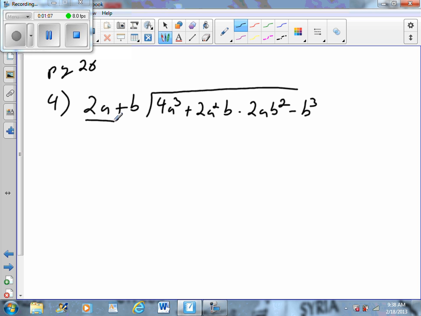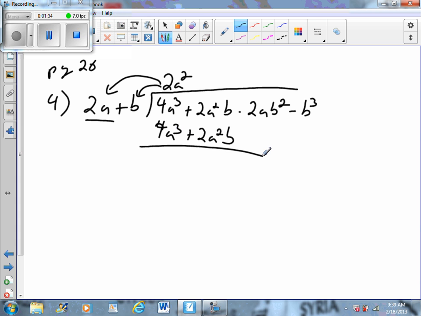So I'm going to say 2a divided into 4a to the third. Lead term of the divisor into the lead term of the dividend. And that is going to give me, as most of you guys already got, 2a squared. You take the 2a squared and you multiply it by both terms of my divisor. And that's going to give me, not 2, but 4a to the third plus 2a squared b.